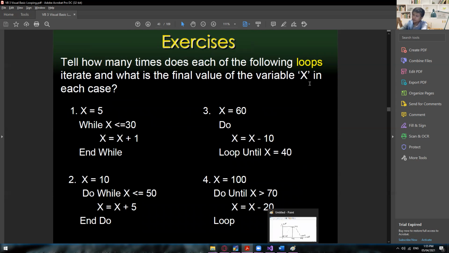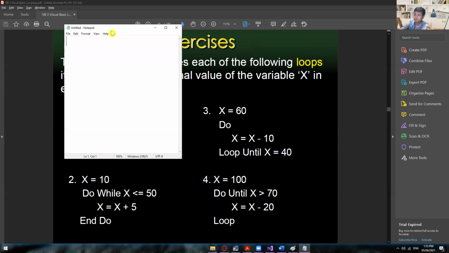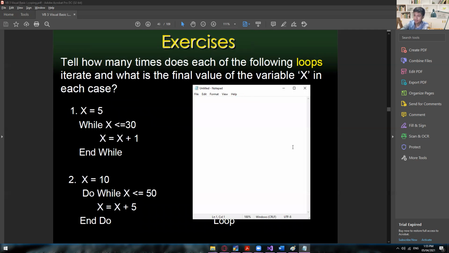For number 1, we will be needing a notepad in here. It says here, tell how many times each of the following loops iterate and what is the final value of the variable x in each case. So for number 1, it is asking how many times it will iterate and then what is the final value.